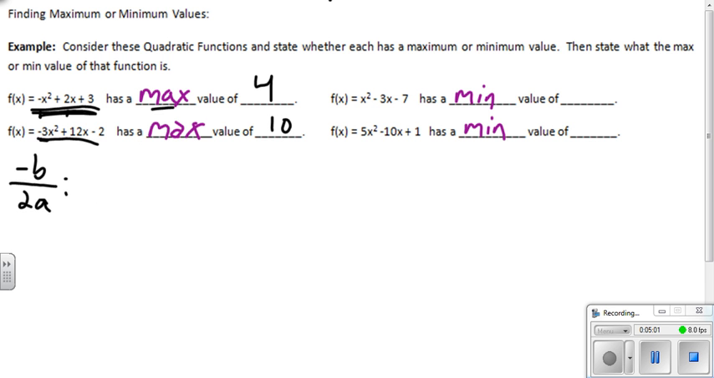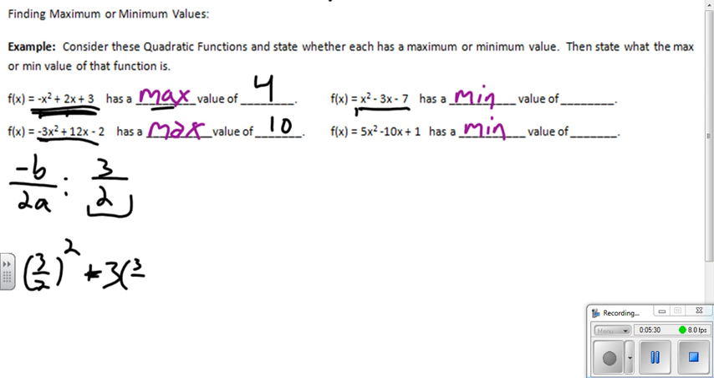Continuing to fly right through some of these. For this function, we have negative b, which we know is negative 3, so a negative of a negative, or the opposite of a negative, is positive 3 over 2 times a. Well, our a is 1. So 3 halves is the x value we're working with. So we need to plug that back into our equation. We'd say 3 halves squared, oops, it's a minus 3 times 3 halves, minus 7.